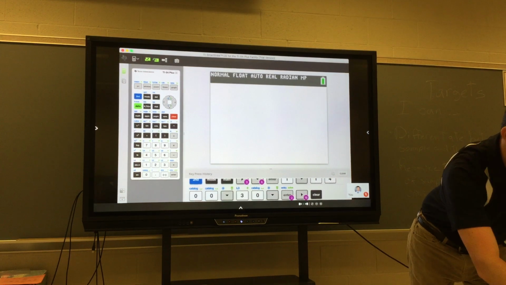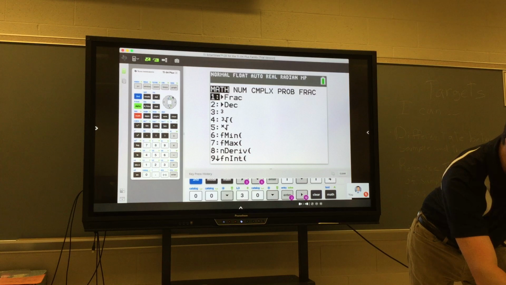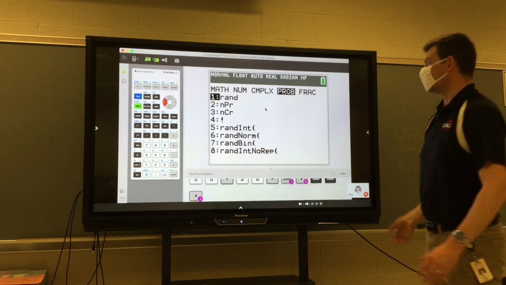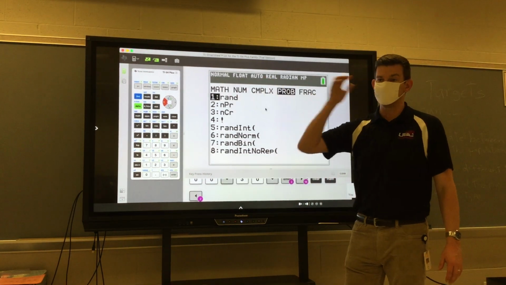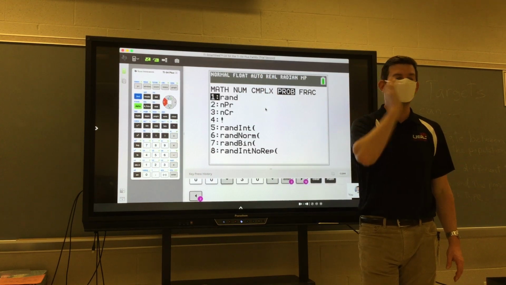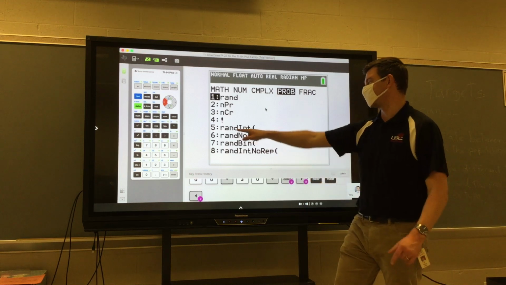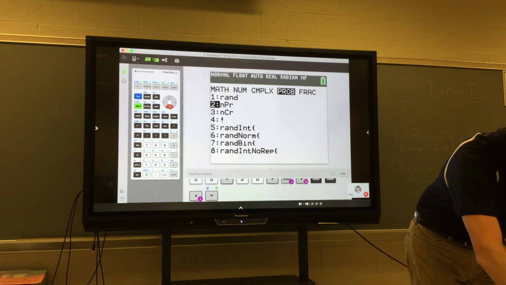Now, with the calculator, if you press the math button on the left and go over to probability, in this probability menu we have a few random generating functions. The first one gives you just a random decimal between 0 and 1. We don't really need that. Instead, we're going to choose option number 5, which is a random integer.